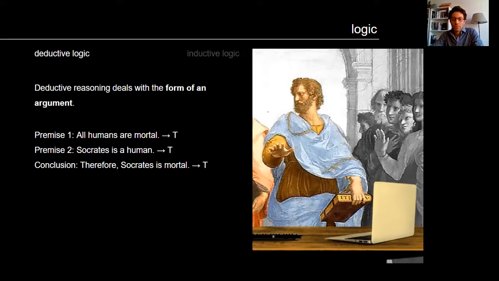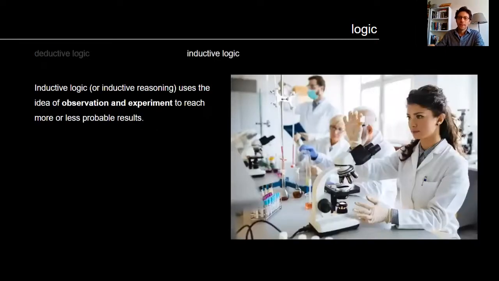Now take the premises above. First premise, all humans are mortal. Second premise, Socrates is a human. And conclusion, Socrates is mortal. The example that I gave a couple of slides before. Here, Socrates is mortal is true if both premises 1 and 2 are true. This is what I've been saying. This was about deductive logic.